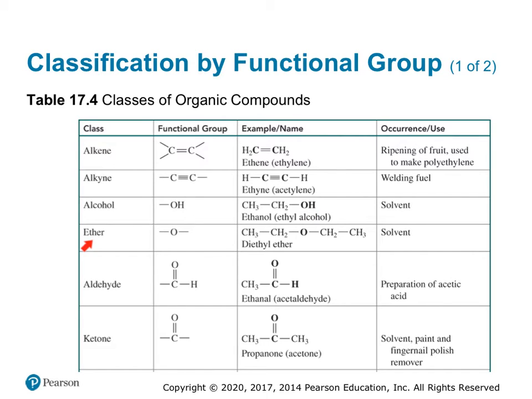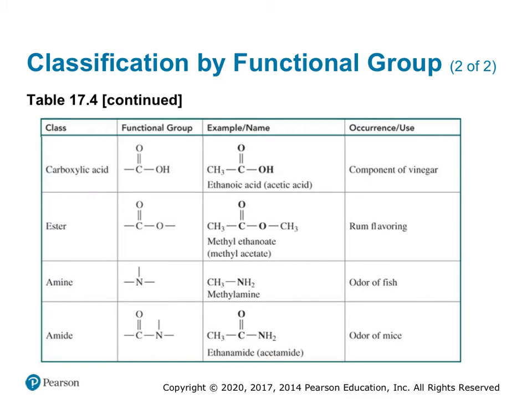So we have ethers, which contain just an oxygen in the middle of something. Aldehydes, a carbon double bonded to an oxygen and another hydrogen. Ketones, a carbon with a double bonded oxygen. The simplest ketone is acetone, so you may have heard of that one before. Other functional groups are carboxylic acids. Those are acid groups. That makes ethanoic acid, or acetic acid, which is found in vinegar. We have esters, amines, which is a nitrogen group, and amides, which is a double bonded oxygen and a nitrogen group. So we've got lots of different functional groups, and we'll be talking about all of them as we move through the chapter.